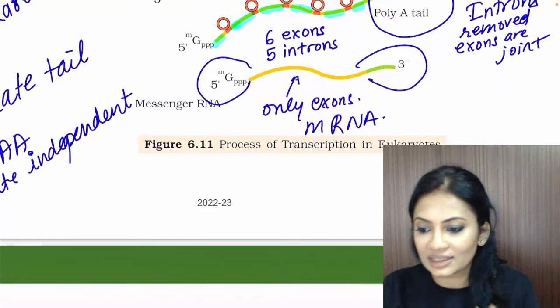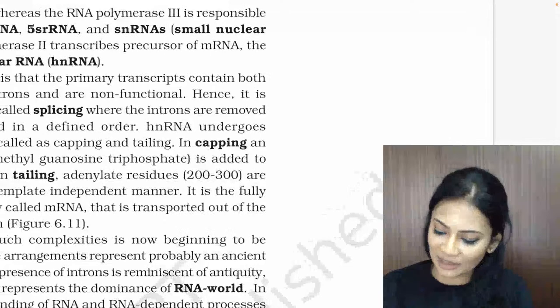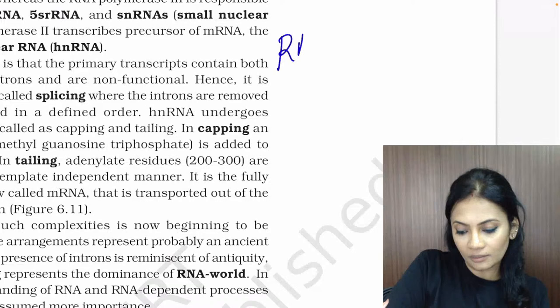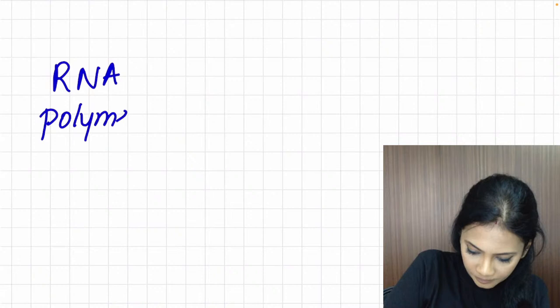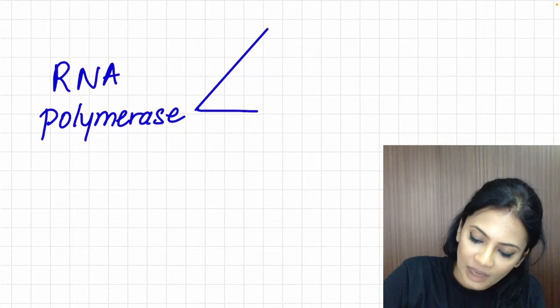Now talking about the enzymes. Let's take a new page and quickly revise the enzymes. RNA polymerase. How many types are there?